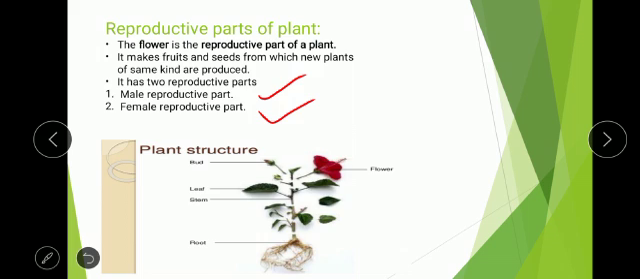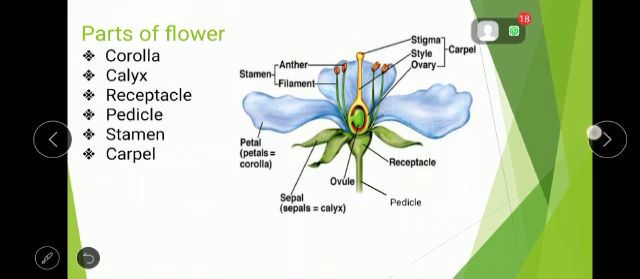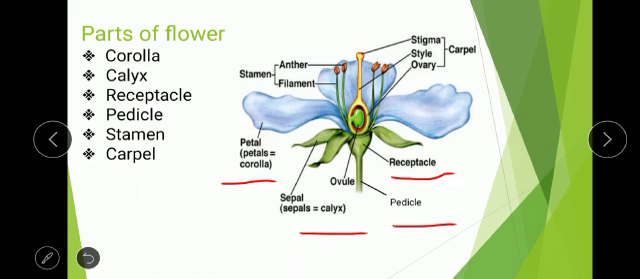Take a look at this picture. Bud, leaf, stem, root, these are the vegetative parts, and the flower is the reproductive part of the plant. Parts of a flower include corolla, calyx, receptacle, pedicel, stamen and carpel.